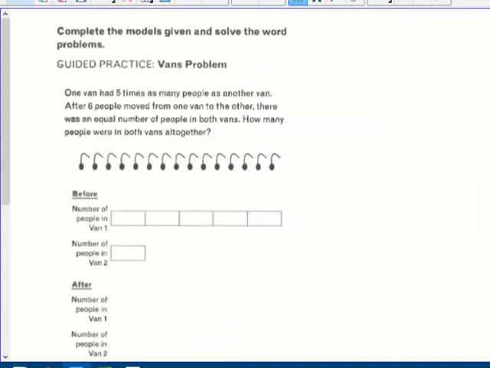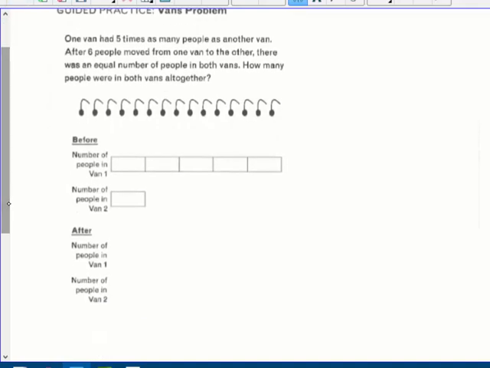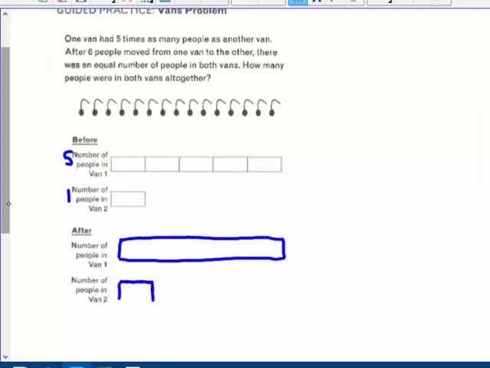The vans problem. One van had 5 times as many people as another. So this one is the 5, right? And this is the one that has only 1, 5 times the other. After 6 people moved from one van to the other, there was an equal number of people in both vans. So I've got to take some from my long bar and make it so that my small bar is exactly the same length as it.